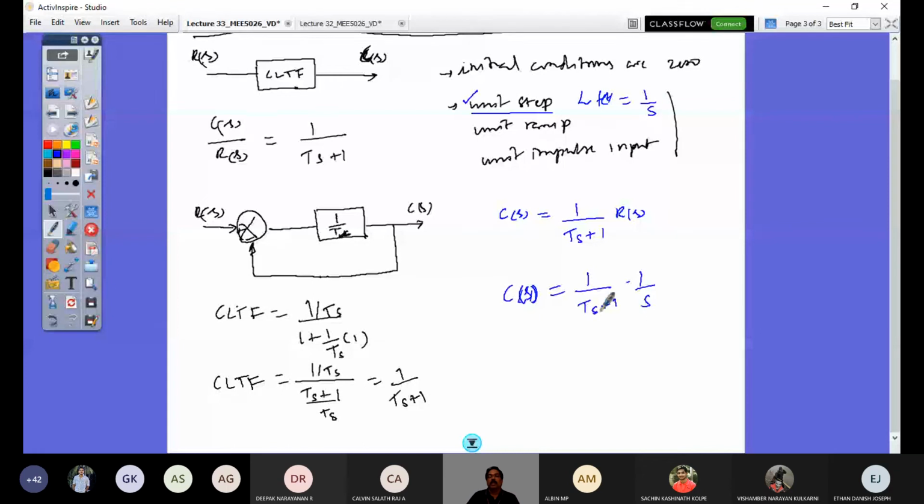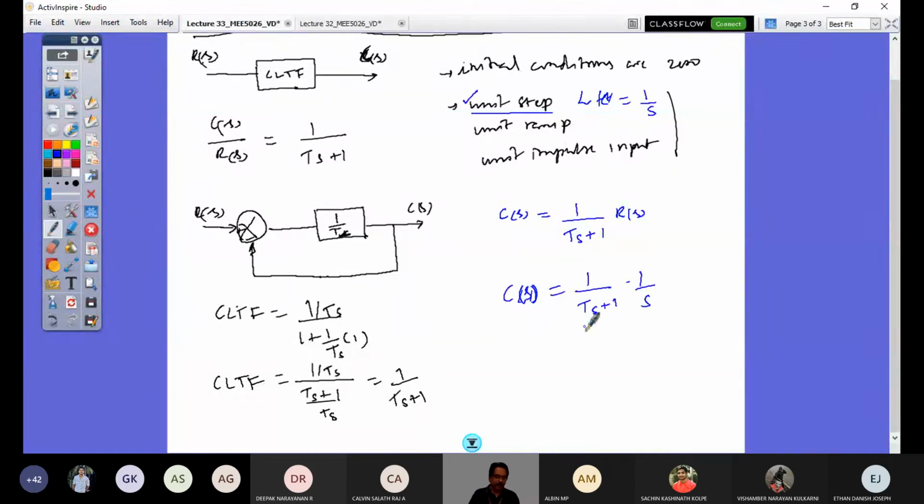Now how do I get C of t? By taking the inverse Laplace transform. To take the inverse Laplace transform, this has to be factorized partially. So I will do the partial fraction of this function, and then that would be easier. I have here 1 by Ts plus 1 into 1 by S. How do I partially factorize that? It is like this.